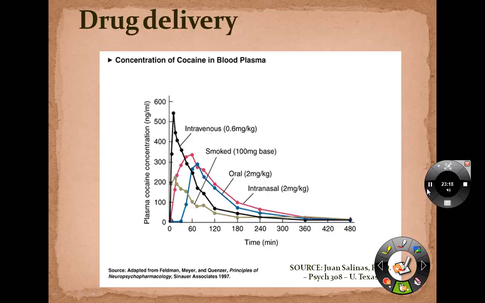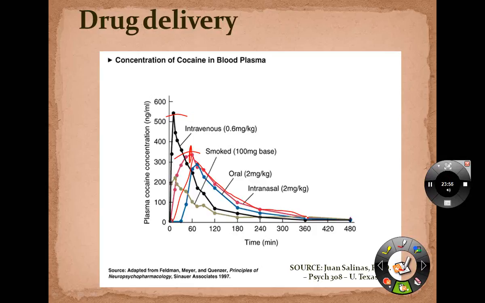If you inject it, it hits you the hardest by far right away. Then it also leaves your bloodstream the fastest. But if you were to smoke it, as much of it wouldn't hit you right away, but it lasts a longer period of time. It looks like the quickest high is injecting. You get a quick high, but you drop fast. If you smoke it, it's a slower high. It takes longer to get to that high, and it's not as powerful, but it does seem to last longer.